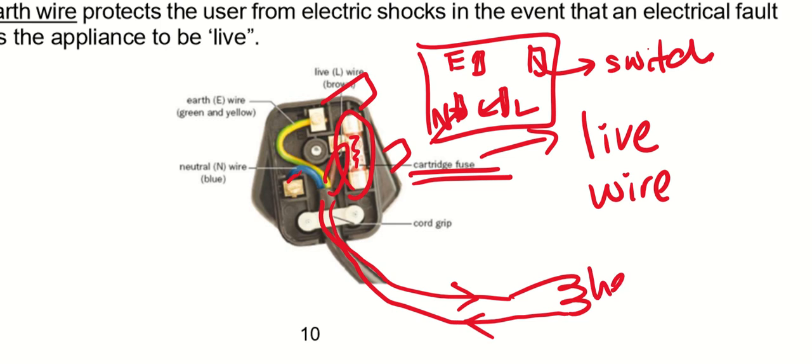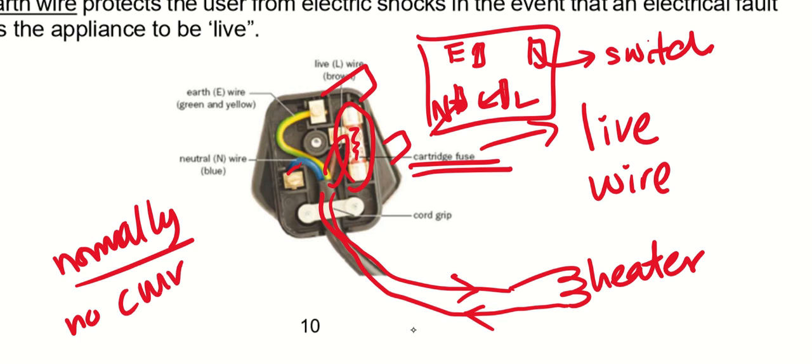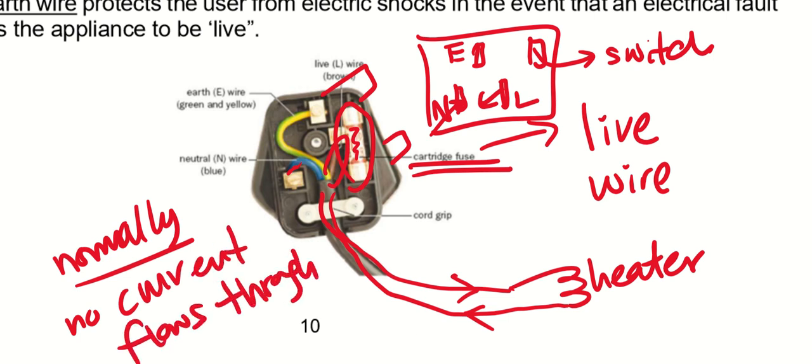Okay, so this is the heater example, right? Does any current flow through earth? If the appliance is working normally, no current flows through earth, because the amount of current that comes out from the live from the power station must go back through the neutral wire back into the power station. By right, if the appliance is working normally, no current should flow through the earth wire.